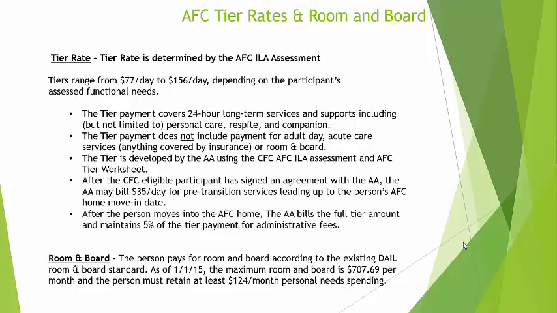After the participant has signed an agreement or enrollment with an authorized agency and the tier has been determined, the authorized agency can bill up to $35 a day for pre-transition services leading up to the person's move-in date to the AFC home. After the person moves into the AFC home, then the authorized agency can bill the full tier amount and maintains 5% of the tier payment for administrative fees and service coordination.